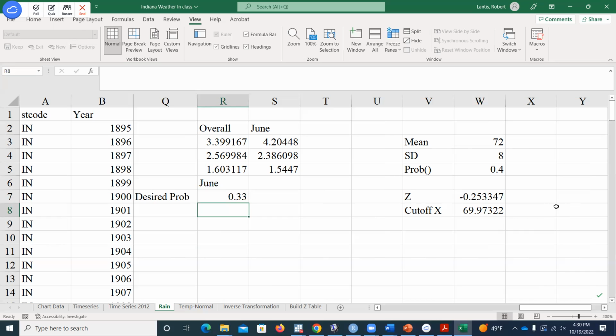Got a slightly different variable now. So I've got this rainfall variable. What's its mean? In June, it's about 4.2. The standard deviation is about 1.54. If I'm plotting this and I know the desired area in that left tail I want is 0.33, where should that cutoff score be relative to the mean? Would I plot it on the right or the left side?